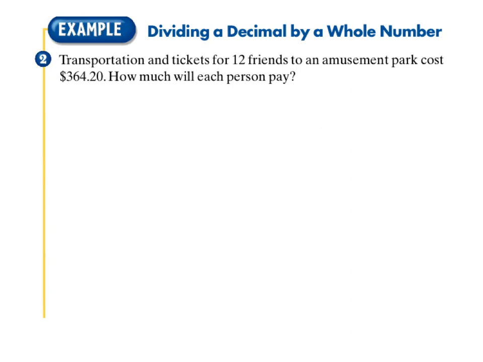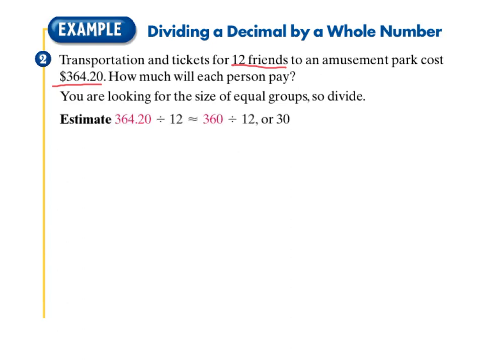Now let's look at dividing a decimal by a whole number. Say transportation and tickets for 12 friends to an amusement park costs $364.20. How much will each person pay? So we're looking for the size of equal groups, so we're going to be dividing. Since we're dealing with a decimal, it's always good to estimate first so that you have an idea once you get your answer if you did things correctly. So 364.20 would round to just 360, and 360 divided by 12 is 30, because 12 goes into 36 3 times, add the extra 0 for the 100.